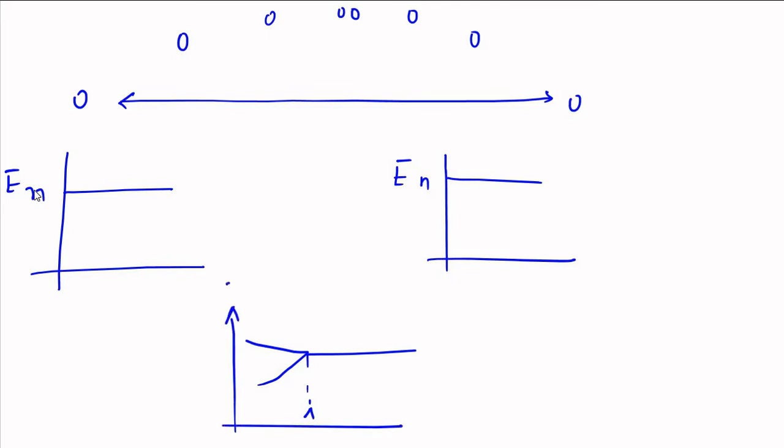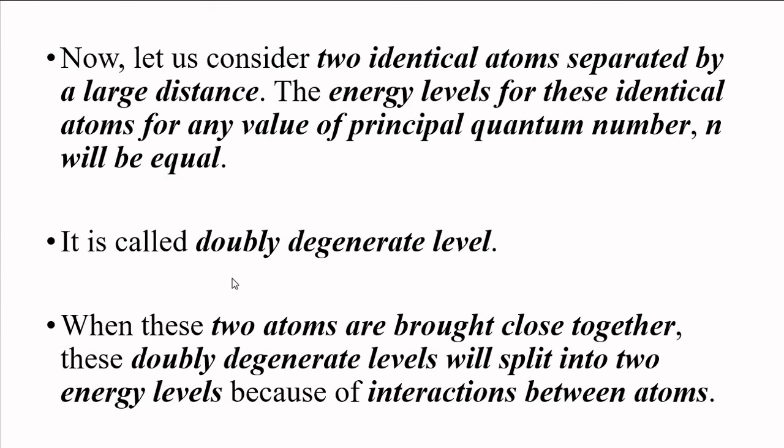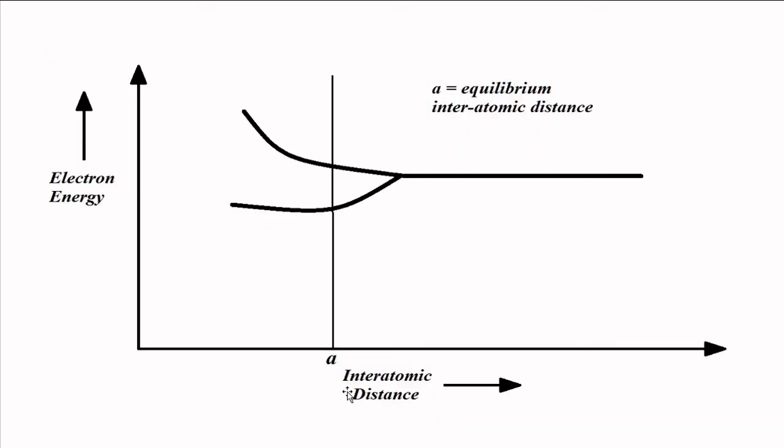Let's say this is the energy and this is the interatomic distance. When the interatomic distance between two atoms is high, the level is single and fixed. But when the interatomic distance goes below a certain threshold value, it splits. That is called a doubly degenerate level. So when two identical atoms are brought close together, these doubly degenerate levels will split into two parts, like this. This is the threshold value of interatomic distance.